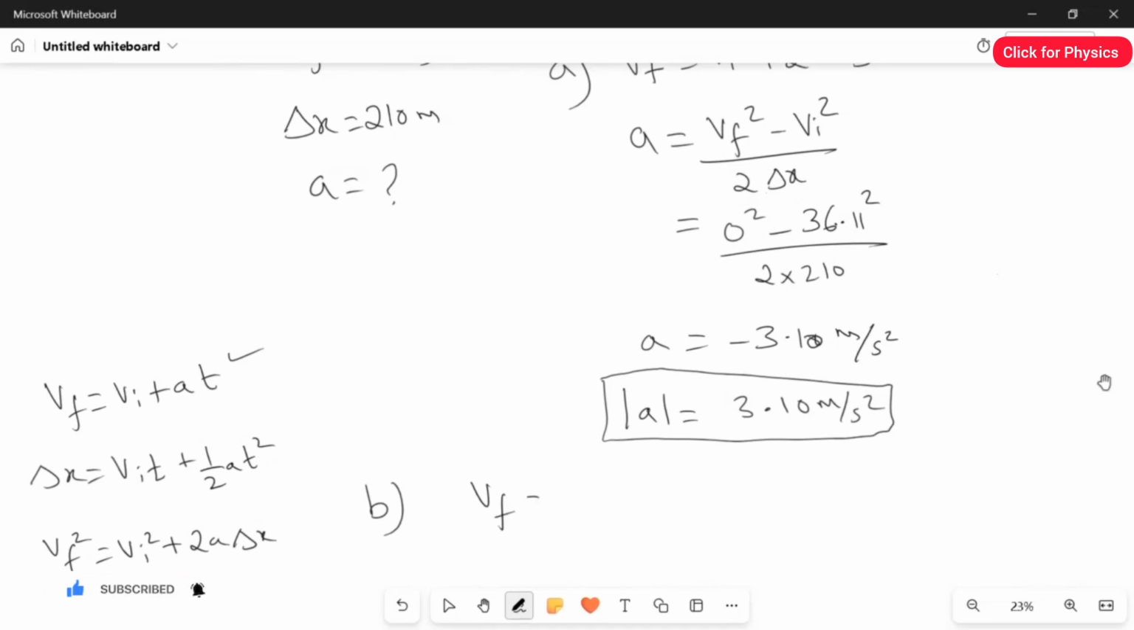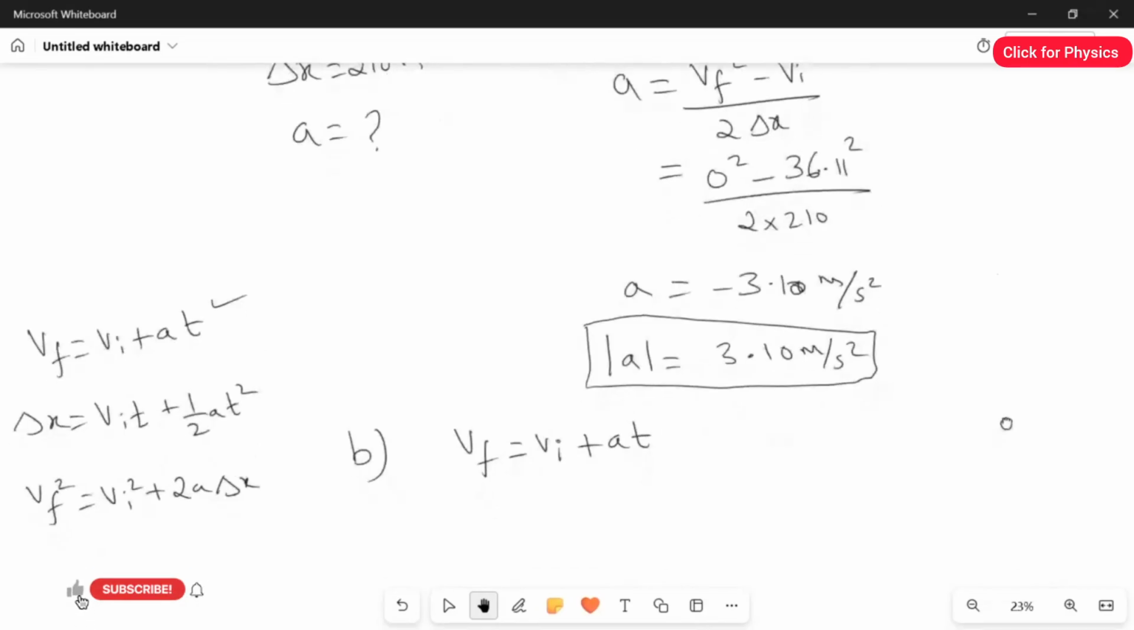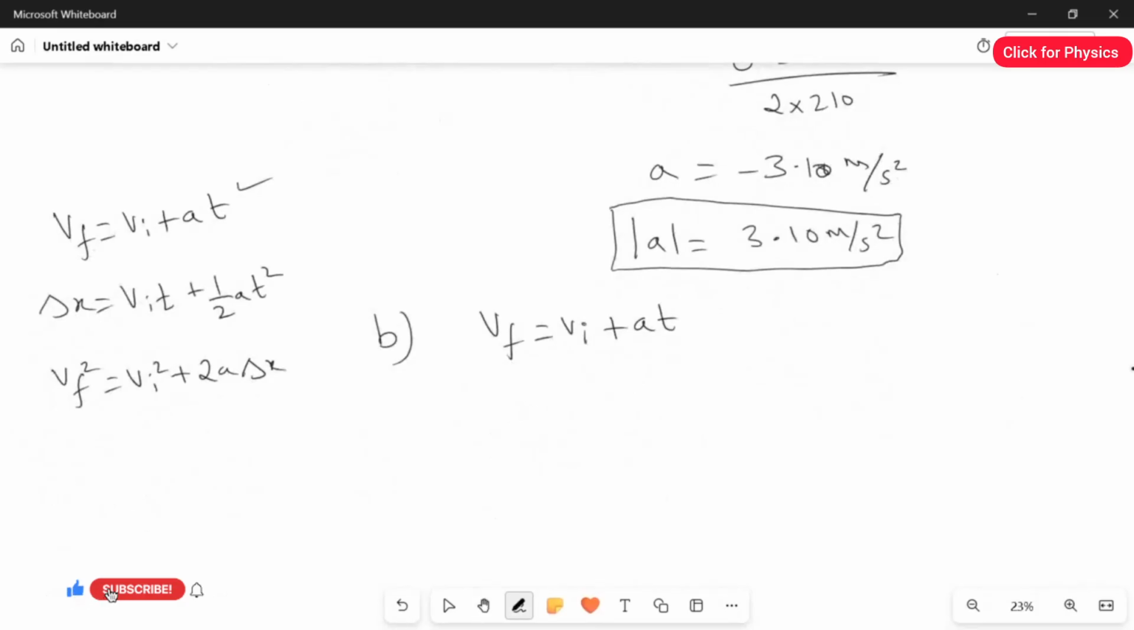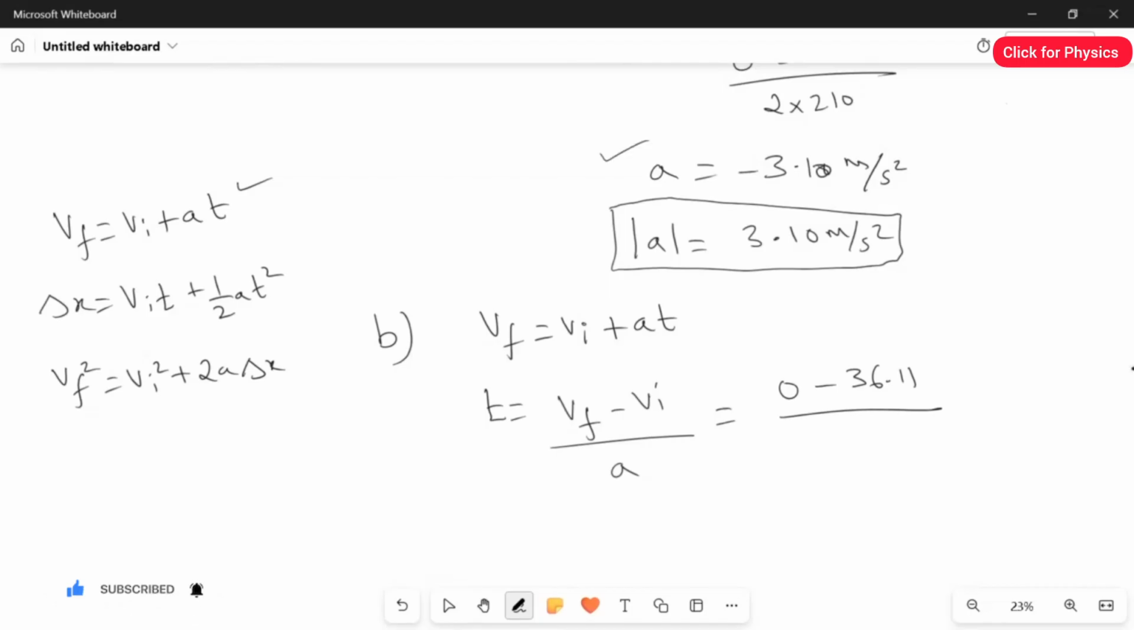So v final equal to v initial plus at. We have to modify this equation in terms of time. Therefore, time equal to v final minus v initial divided by acceleration. Your v final is 0, your v initial is 36.11, divided by the acceleration. Here, for substituting the value of a, you should not use the positive value. We have to use the actual value of a, which is minus 3.10. So this negative gets cancelled with the negative and we get a positive time.